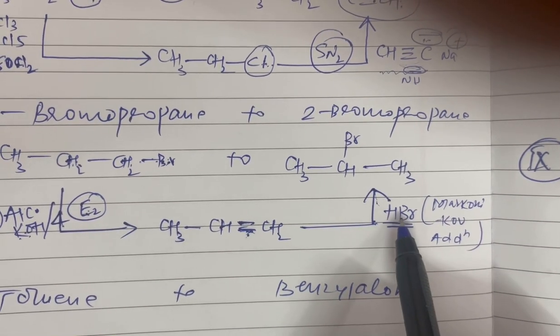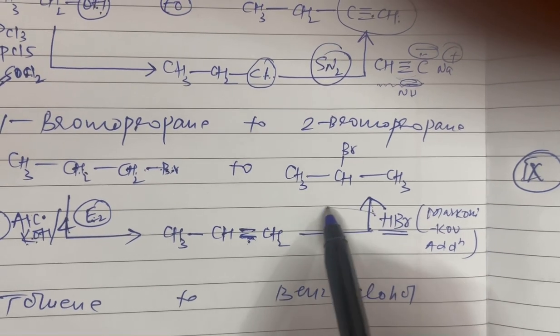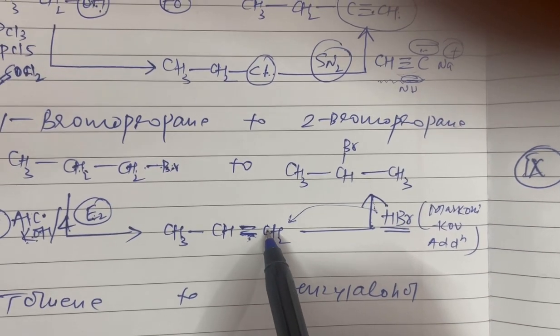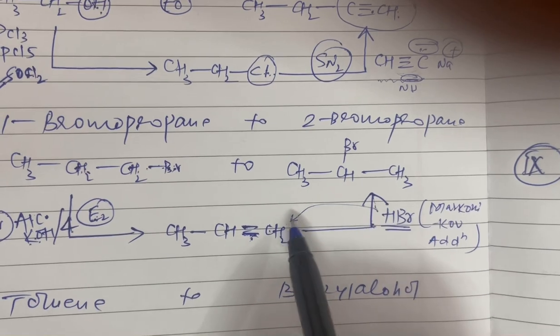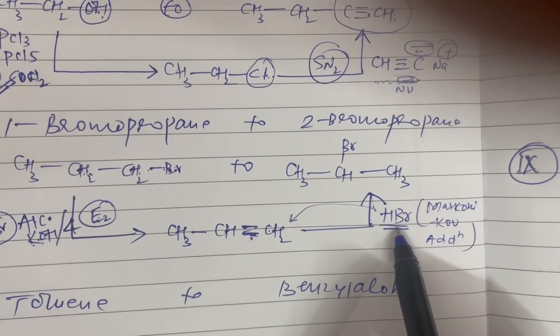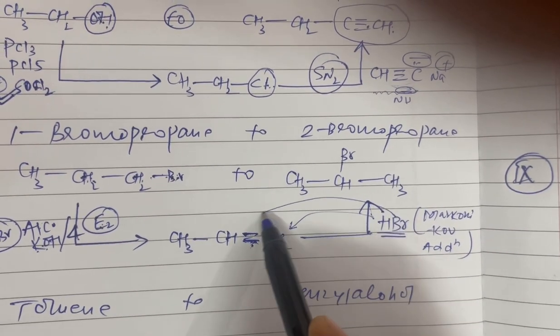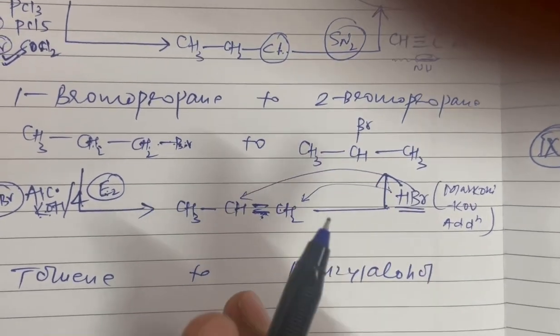As per the Markovnikov rule, hydrogen is going to add to the carbon containing the greater number of hydrogens, and the negative part will be added to the carbon containing fewer hydrogens. That is the Markovnikov rule.